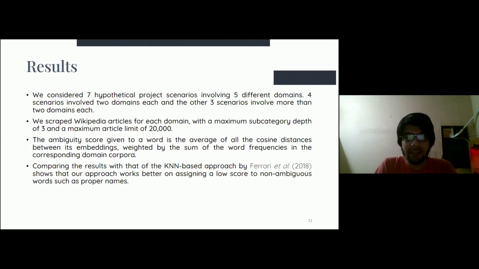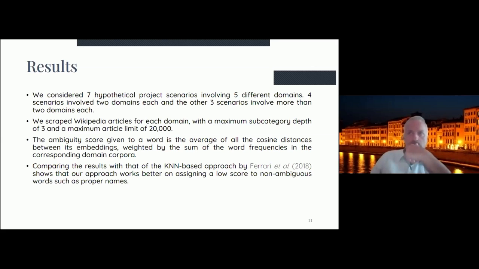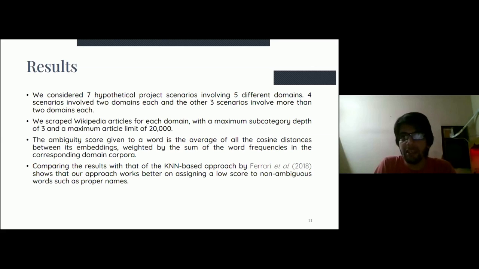We realized that it was working quite well on assigning a low score to non-ambiguous words. Like I talked about proper names, how they should not be given a high ambiguity score, but they are given one with the other approach. So the linear transformation approach does solve that problem, but we did not see anything corresponding to the ambiguous clusters, which was a hypothetical construct that we had created. We were not able to observe that in the results of our work.